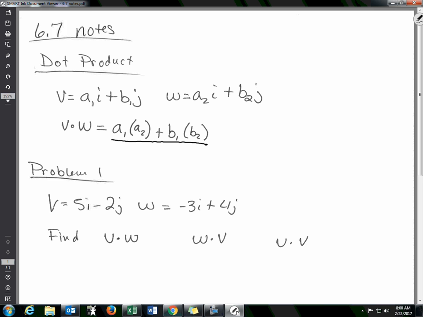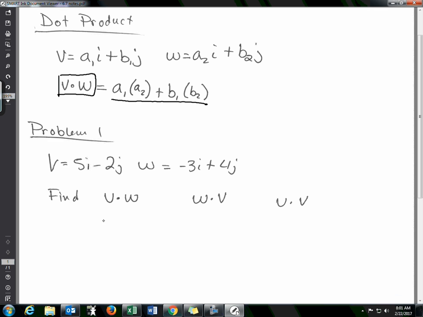It depends on the order, this, V dot W, right? So that's where I took these numbers. A lot of this won't change because the commutative property of multiplication holds true, right? So A1 times A2 is the same thing as A2 times A1, right? The same thing with B. And so it really doesn't matter which way you multiply, your answer will be the same. And you'll see that in some of our problems below.